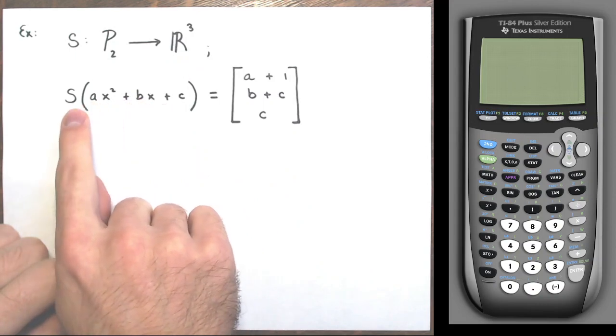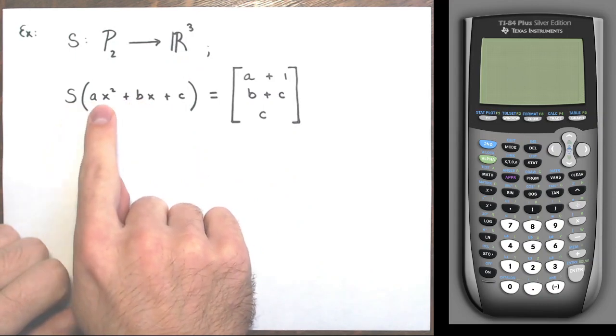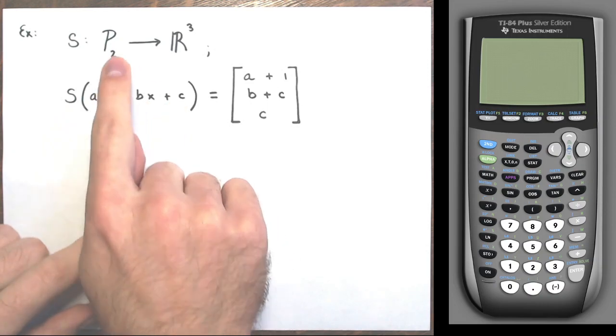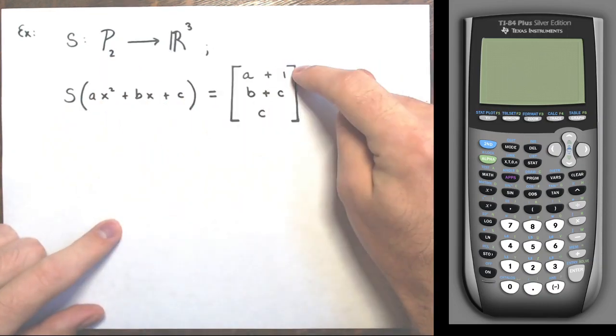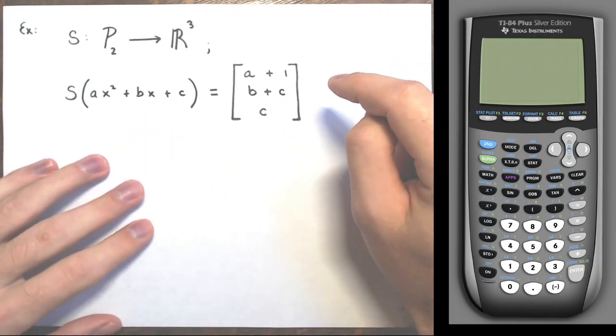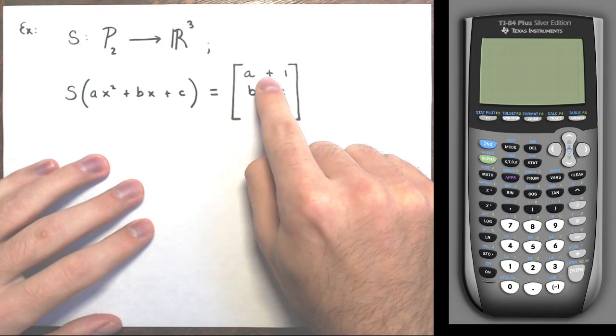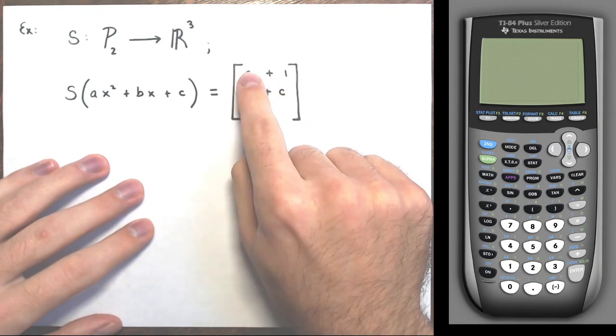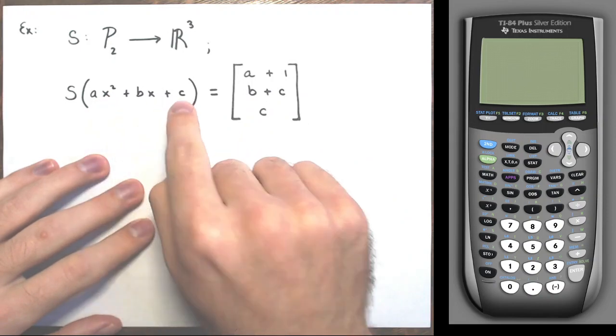So here's the rule. S takes this input of ax squared plus bx plus c, polynomial of degree 2 or less, and the output is a vector from R3, with 3 real numbered components, where the components are a plus 1, b plus c, and c. Where this a, b, and c are coming from here, they're coming from the input.